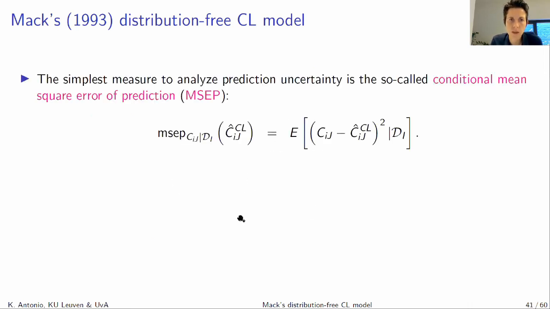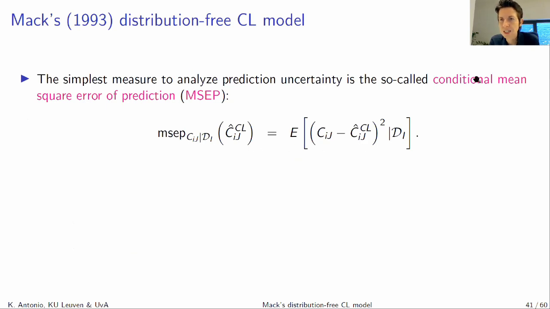And what we want to calculate then is the mean squared error of prediction that comes with this chain ladder predictor. The mean squared error of prediction, we already encountered earlier on. That's the expected value of the squared difference between the random variable that I want to predict and the predictor that I'm going to use for this random variable.